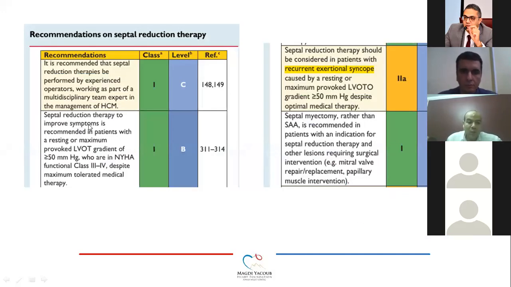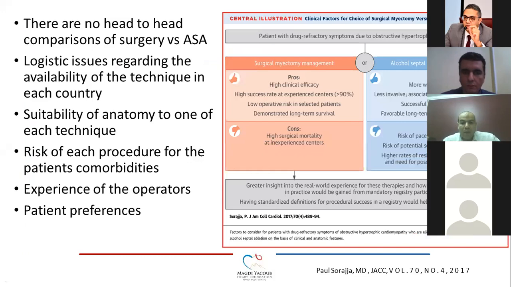And it's a class 1 indication, as we just said, to go for intervention in a patient with gradient more than 50 despite optimal medical treatment, and persistent symptoms, NYHA at least 3 to 4. So this is the dilemma of whether to go for surgical myectomy or alcohol septal ablation, and it's a very important point of discussion. Before going deeper, I'd like to emphasize that till now, there are no head-to-head comparison trials of surgical myectomy versus alcohol septal ablation. All the data present in the literature are derived from observational data and registries. There are no randomized controlled trials till now.